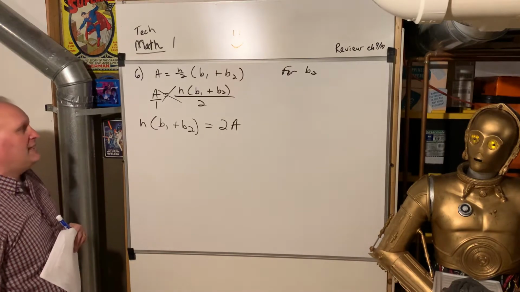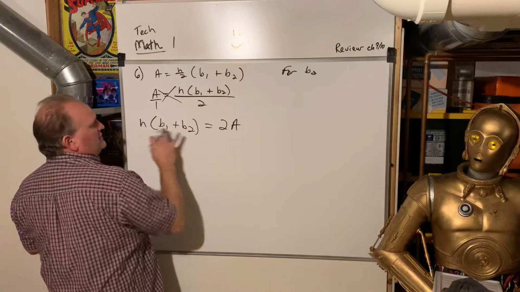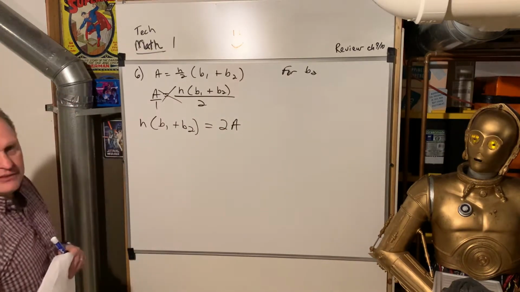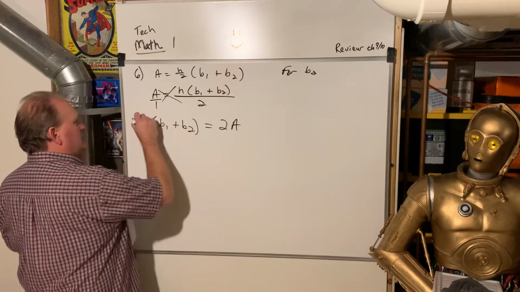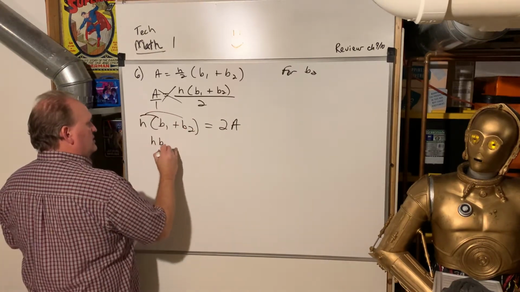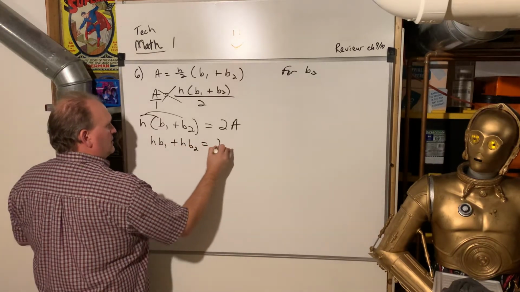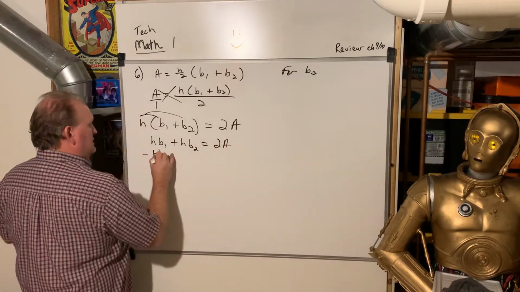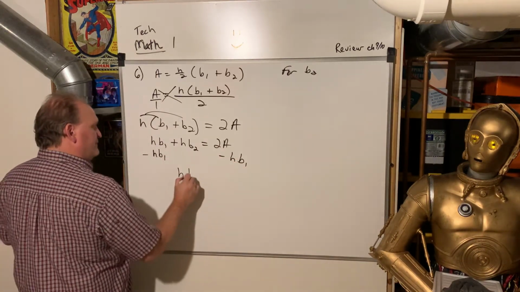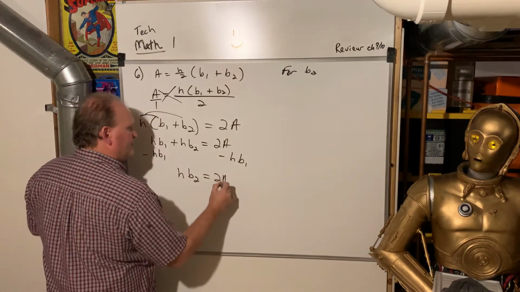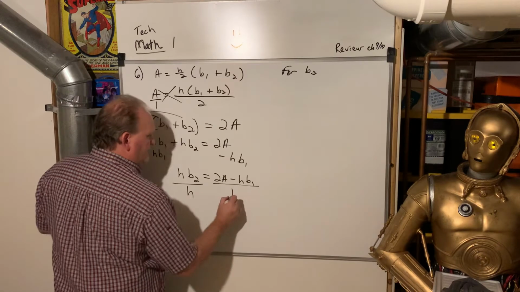Now, I've had students say, yeah, I don't want to do that. I'll just multiply this by 2 and cancel it and multiply that by 2 and get 2a. That's fine. You can do it that way too. Same thing. And now we want b sub 2. So we distribute the h, and we subtract off hb sub 1, and we divide by h.